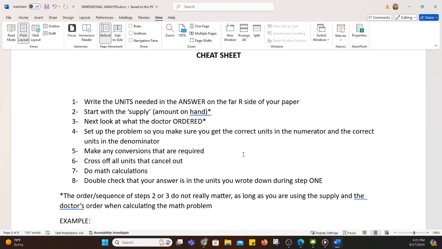And then step 5, do any conversions that you need. Step 6, cross off all the units and make sure that every single thing crosses out except what you need in the answer. I would also circle the things that are left to make sure that everything else is canceled out. Then you do the math, meaning you just use your calculator and multiply the stuff across in the numerator, and then divide it by the stuff you multiplied across in the denominator. And then you double check your answer and make sure that it is the correct units that you wrote down in step 1. So let's do a sample problem, okay?